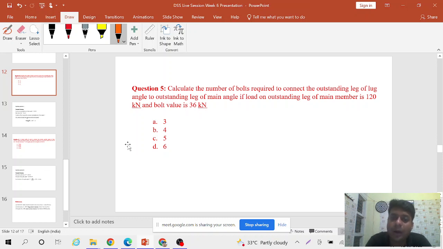They are asking to calculate the number of bolts required to connect the outstanding leg of lug angle to outstanding leg of main angle. So they are talking about the lug angle and main angle connection. You have to connect the outstanding leg of both the main angle and lug angle. So please recall what is the value of force that is expected to be transmitted from the outstanding leg of the main member to the lug angle.